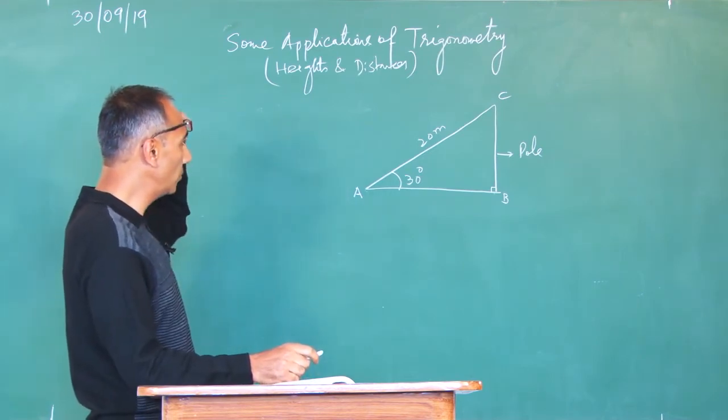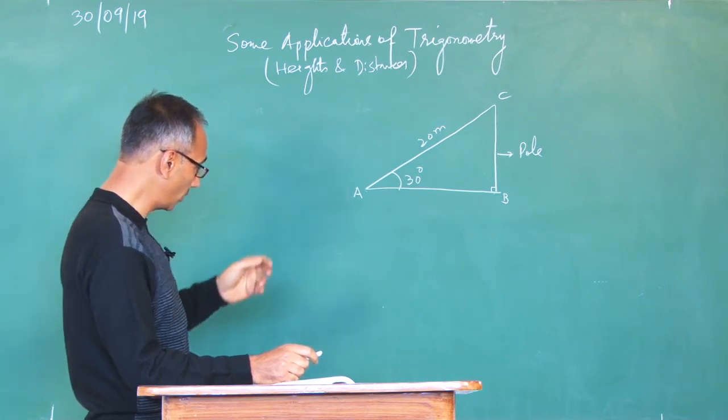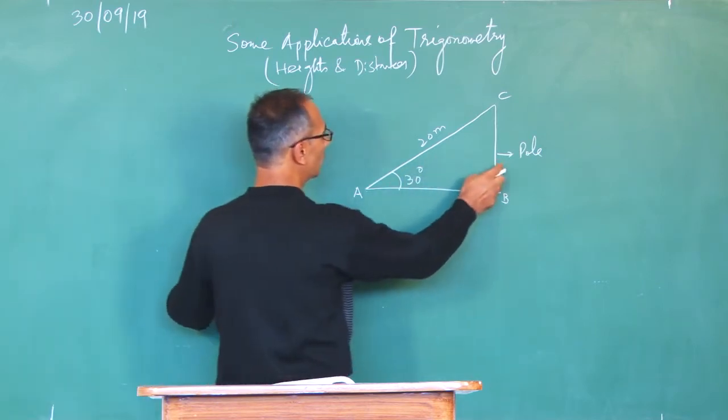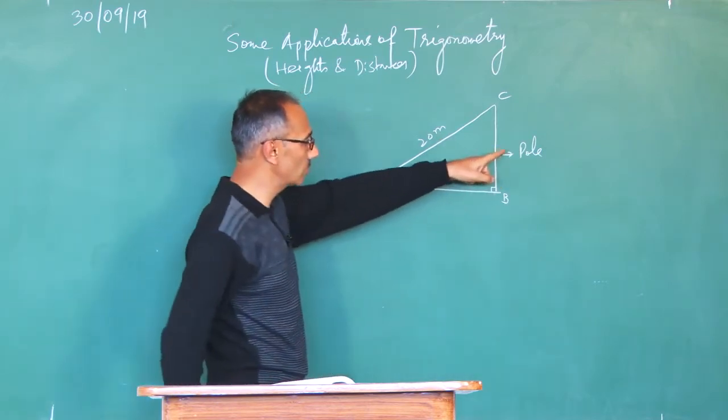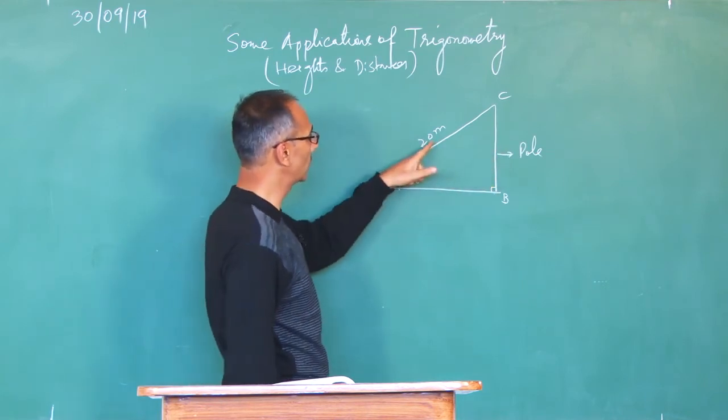Now what you will do, you have to find BC. It's a case of T ratios. Tell me which T ratio you will use. You will use that T ratio which involves these two sides. My dear friends, this is your opposite, or you call it perpendicular, and this is your hypotenuse.